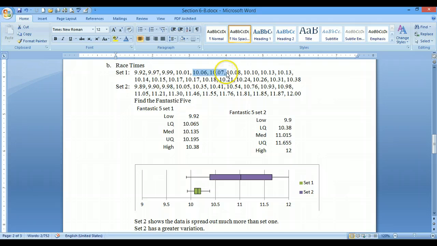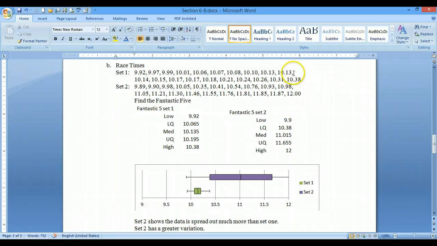All right, using your calculator to find the average between these two numbers, we will get 10.065 for the lower quartile. And for the lowest number, or the low, we take the smallest, 9.92. And now we're going to go ahead and find the upper quartile.